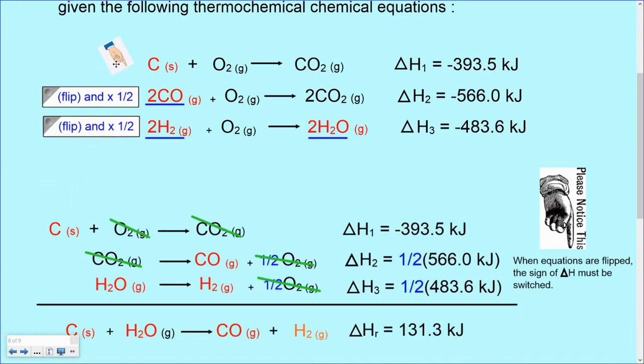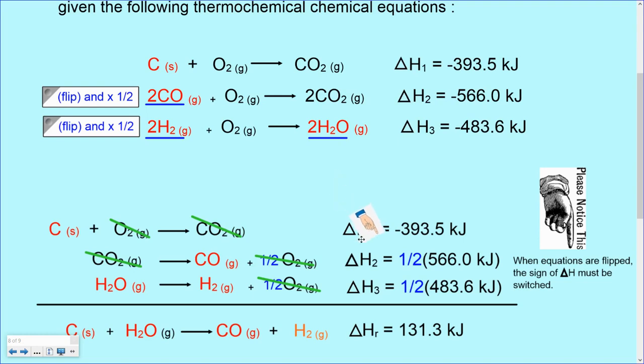I left the first equation just the way it was. The second equation, I multiplied by half. So 2 times 1/2 is 1. So we have 1 CO2, 1 CO, and half an O2. We're flipping this equation as well. That brings water over onto the reactant side. 1/2 times 2 gives us 1 mole of water. 1/2 times 2 gives us 1 mole of H2. And then 1/2 times 1 gives us 1/2 of a mole of oxygen.